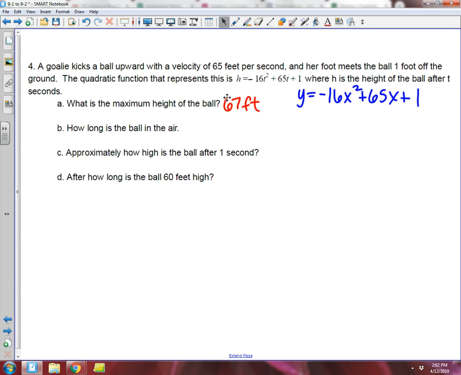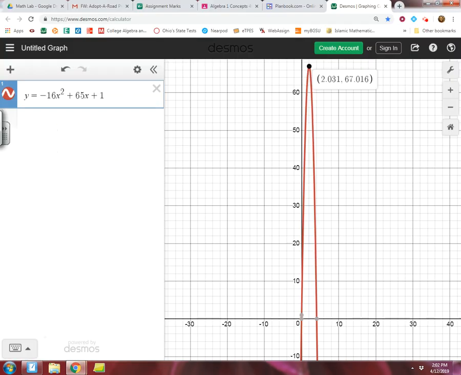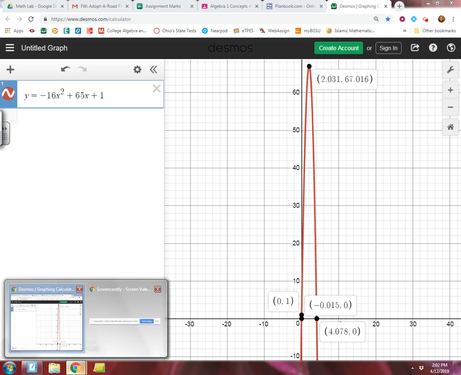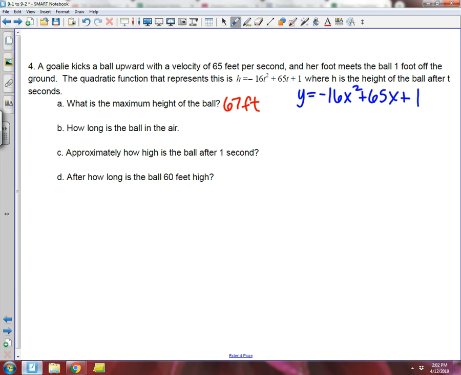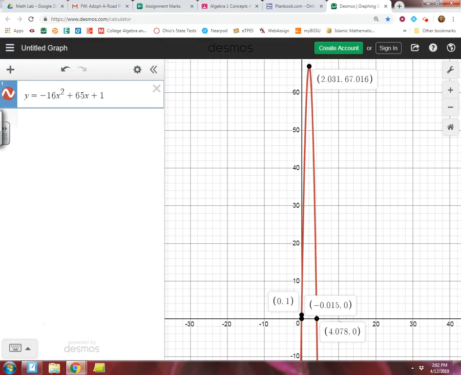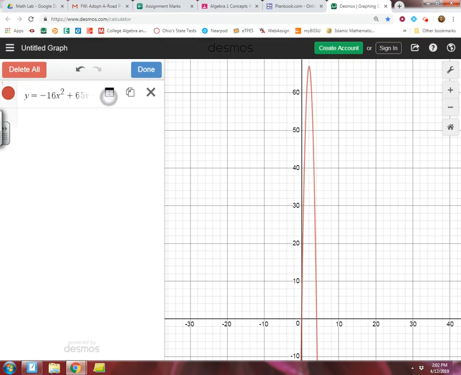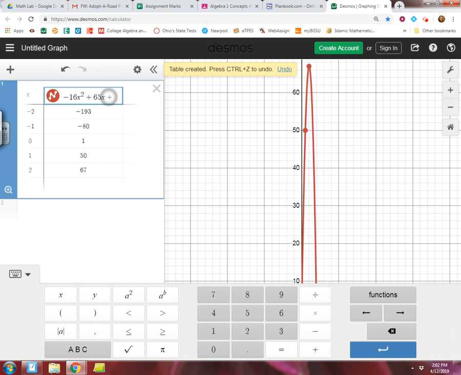How long is the ball in the air? So here's my ball. This is where it starts. This is where it ends. So we're going to call that 4.1, and this is seconds. Okay. Approximately how high is the ball after 1 second? So here is where we use our table. And after 1 second, how high is it?